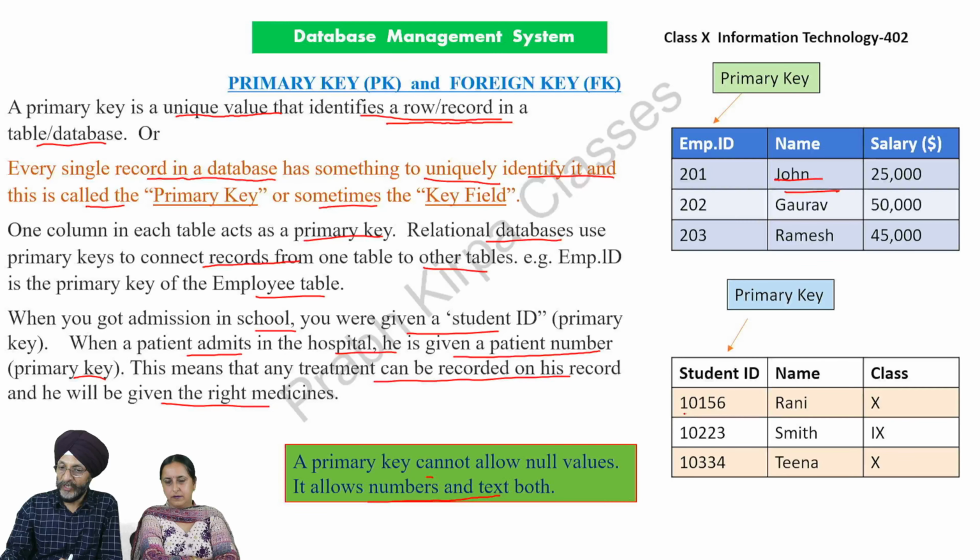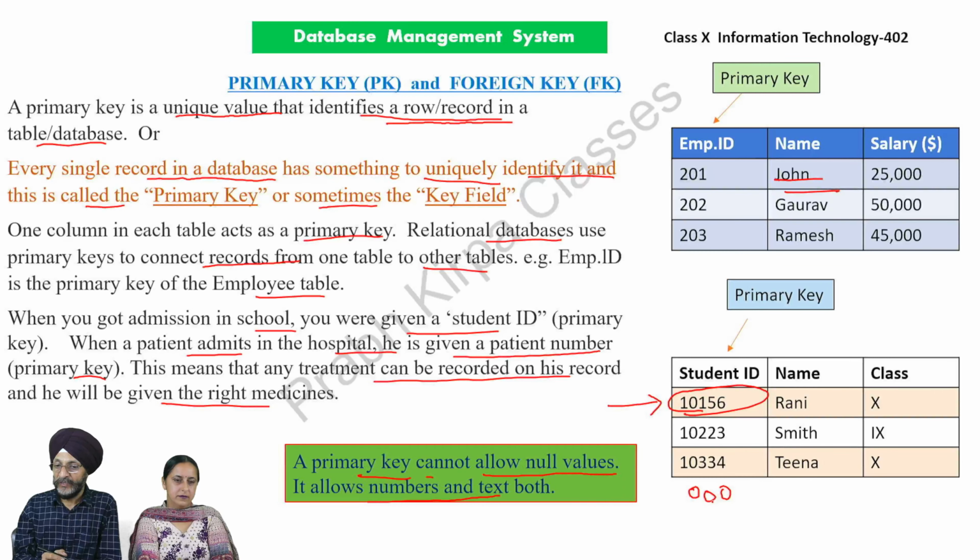students are given a student ID. This is the primary key. Each student is given a different student ID so that each becomes a unique record. At the same time, it must also be remembered that the primary key cannot allow null values. It means that we cannot allow zero in case of a primary key.